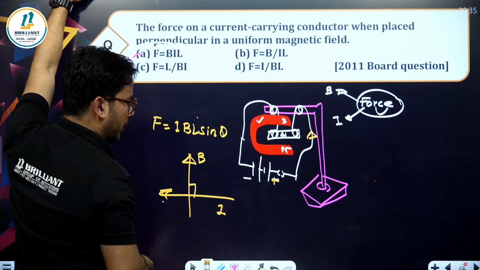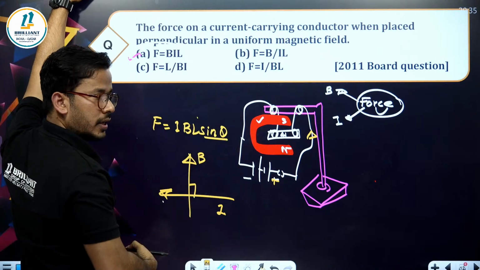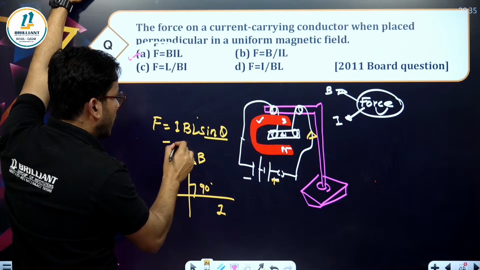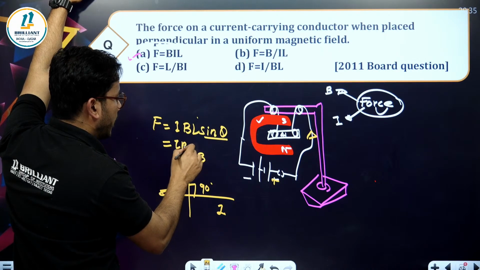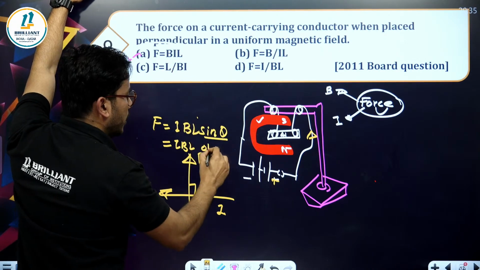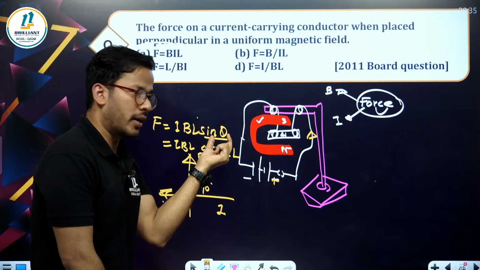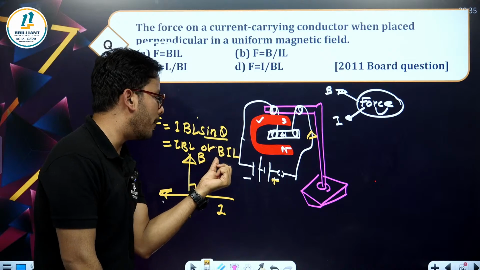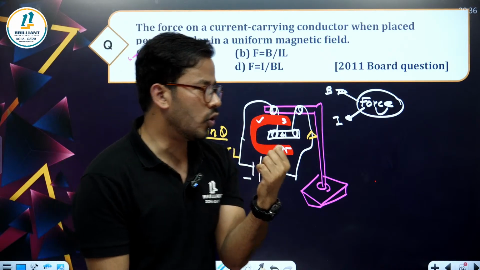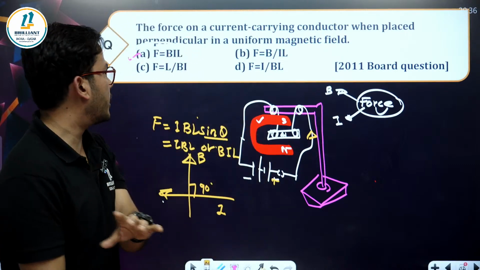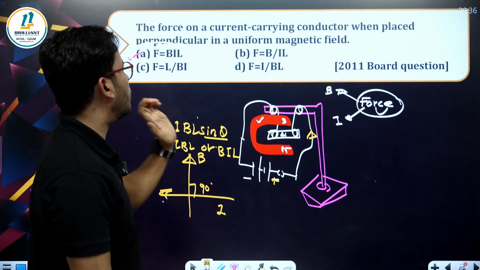So when these are perpendicular, what is the sine value? It is the greatest, right? How much is that? Sine 90 degree is 1. What is your answer? Your answer will be IBL, or simply you can arrange it this way, BIL. Sine 90 degree is 1, so it is BIL. You guys are understanding, yes or no? So the maximum value will be F equals BIL.